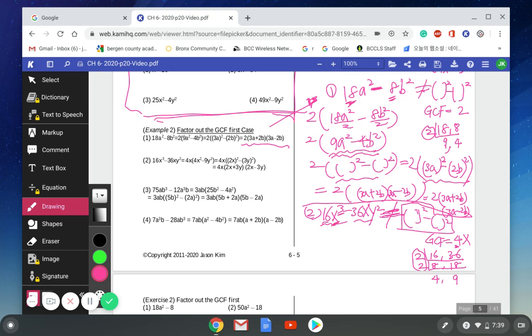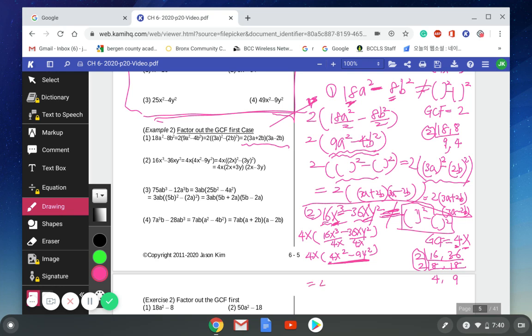And you have an x in the first term and x in the second term. So it's 4x. What you do is you take a 4x out and divide each individual term by 4x to simplify. Then you end up with 4x times (4x² minus 9y²). Now, not the outside, but the inside is a difference between two perfect squares, the format that you can change into.